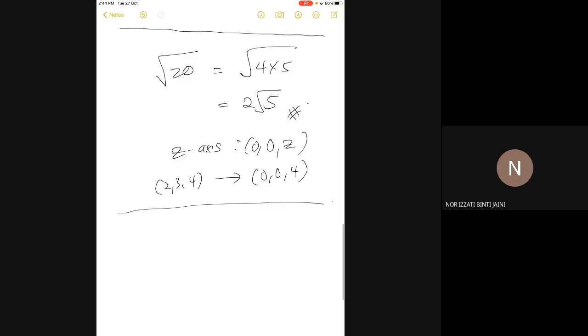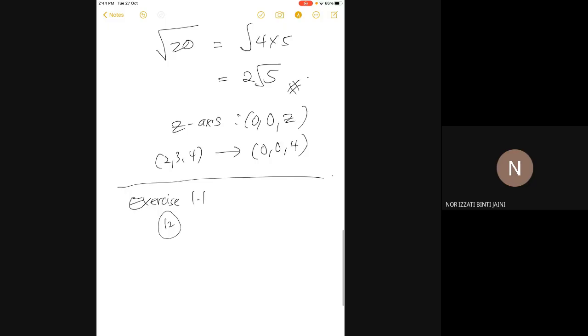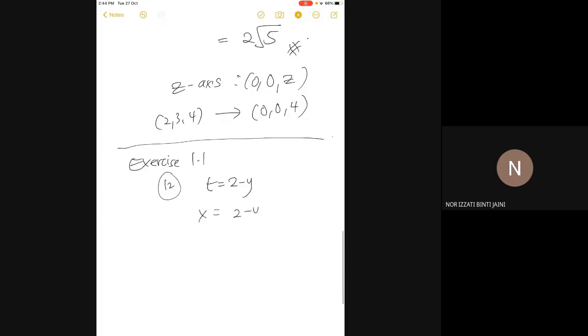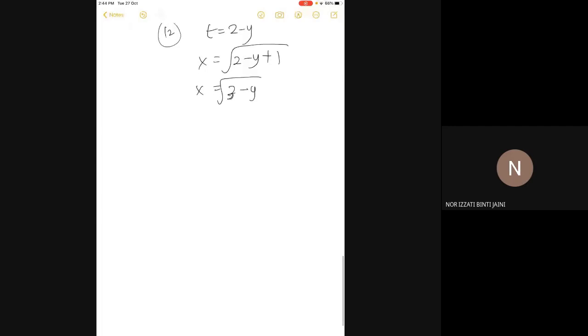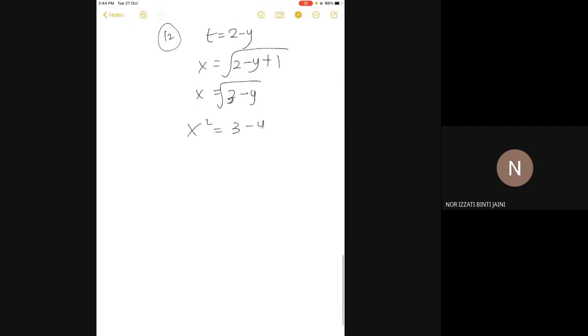Exercise 1.2. 1.1 nombor 12. Eliminate parameter T. So T akan dapat 2 tolak Y. So masuk pada X sama dengan 2 tolak Y tambah 1, 2, 3 tolak Y. Okay. So dapatlah. Tapi nak tahu bentuk sebenar, X kuasa 2 sama dengan 3 tolak Y. Negatif Y tambah 3. Oh, kalau susun-susun lagi Y sama dengan negatif X kuasa 2 tambah 3.